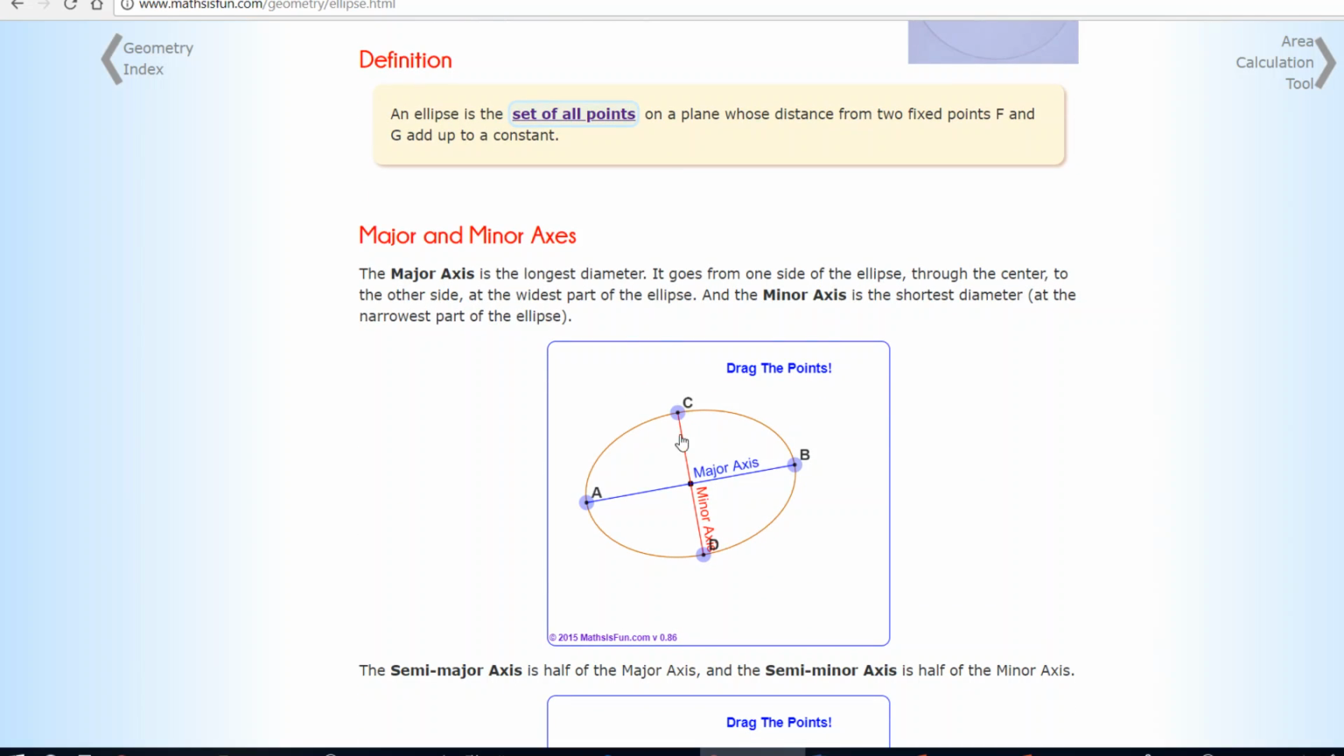An ellipse has a major axis and a minor axis. The major axis is the longest diameter. Remember, the diameter goes through the center, and the minor axis is going to be the shortest diameter at the narrowest part of the ellipse. And it can change. Did you see now as I stretched it, my major axis changed because C to D is now longer than AB. So I go a different direction. Now C to D is shorter and A to B is back longer. So now it's the major axis.